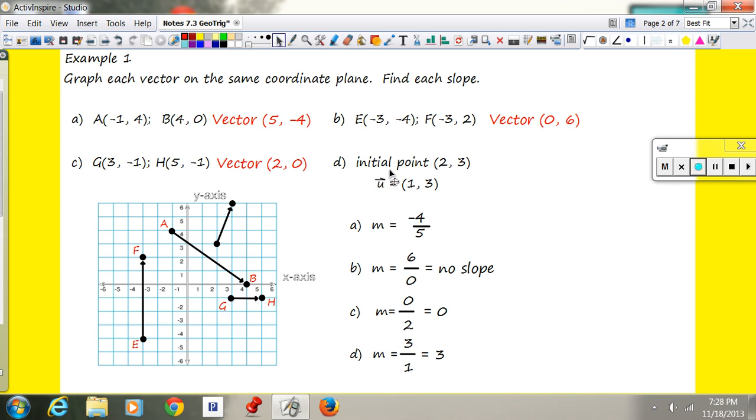And letter D, it just says its initial point is 2, 3. And the vector is over 1 and up 3. So the slope would be basically the change in y, 3, over the change in x, 1. So it'd be 3 over 1 slope. So that's just a slope of 3.